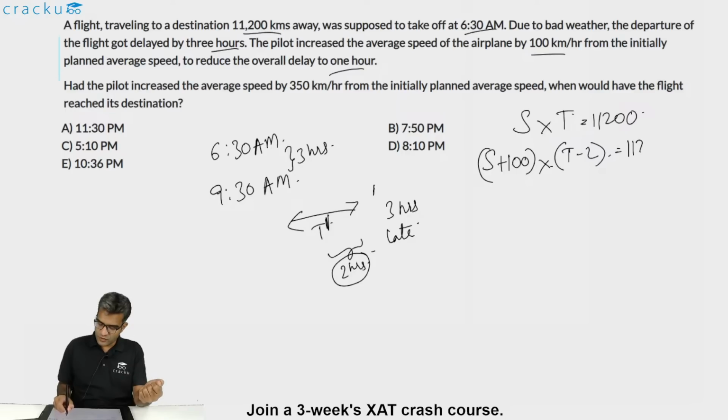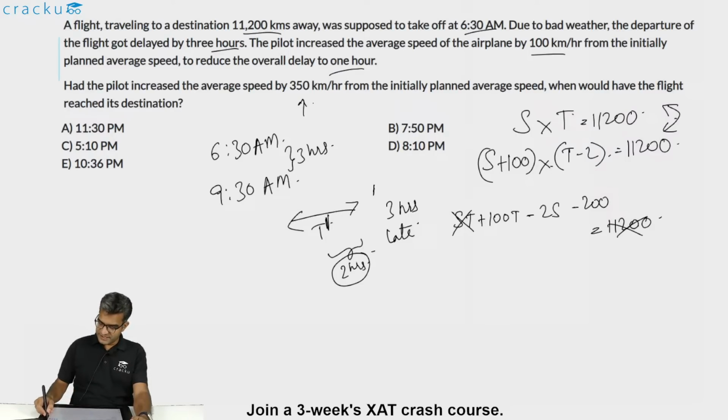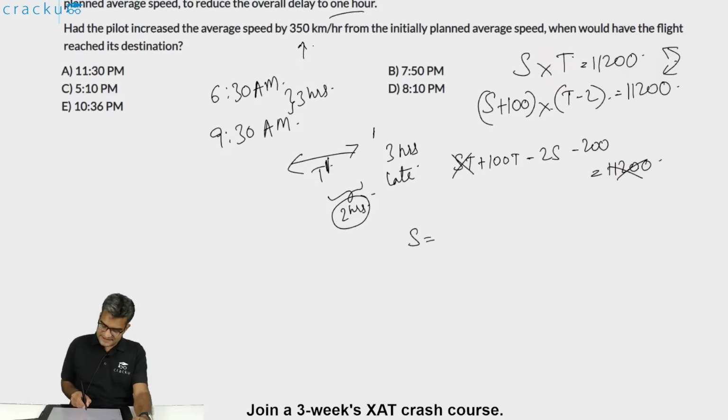This also is 11,200. So we have two equations and we have two unknowns. We should calculate the value of s and t. Then we can calculate what will happen if the average speed is increased by 350 kilometers per hour. So this will be st plus 100t minus 2s minus 200 is 11,200. But st is equal to 11,200. So this can be cancelled. This would imply that 2s is equal to 100t minus 200, or the value of s is 50t minus 100.